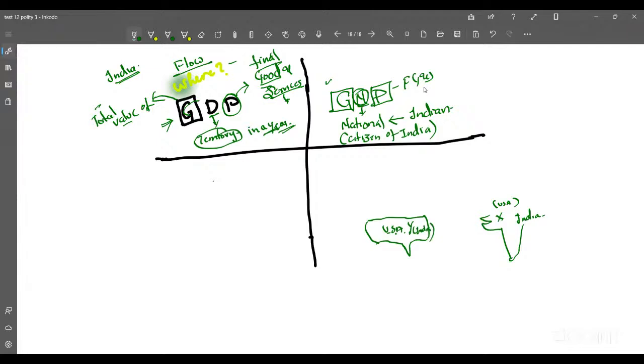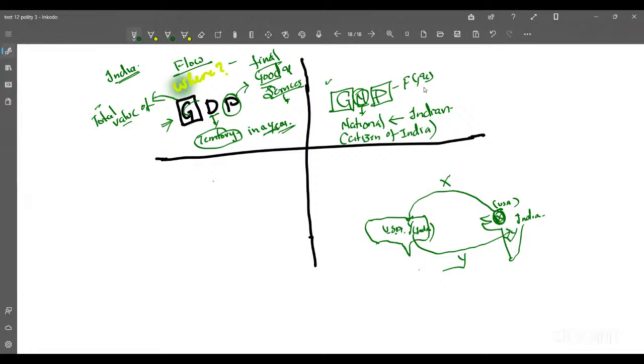ஓகேவா? So now money earned by X will be taken back to USA. Yes or no? Let's say this is X. Money earned by Y in USA will be taken back to India. Correct? Yes, sir. Correct. Paul, tell me, will this X be included in Indian GDP? No, sir.